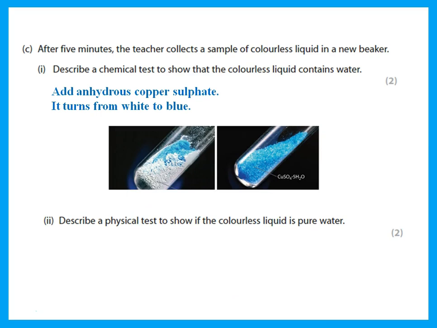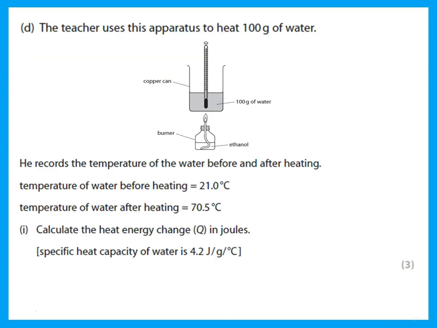Describe a physical test to show if the colorless liquid is pure water. What was the physical test for water? Heat to boiling. It should boil at 100 degrees Celsius. The teacher uses this apparatus to heat 100 grams of water. He records the temperature of the water before and after heating and calculates the heat energy change Q.